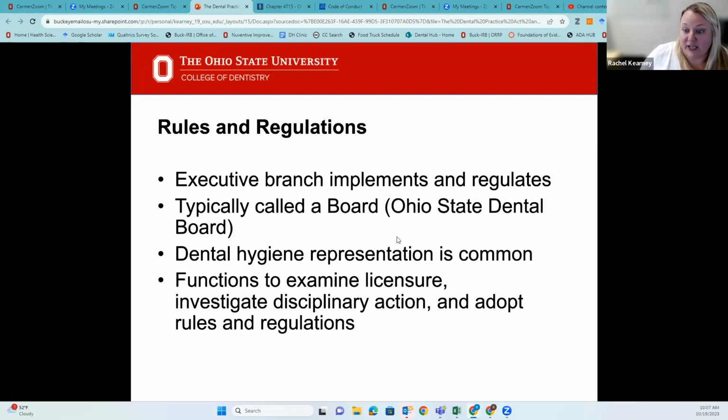There are 3 dental hygienists on the Ohio State Dental Board, and dental hygiene representation is common on dental boards, though the majority of representation is actually dentists who sit on the dental board. But there are 3 dental hygienists who sit on the Ohio State Dental Board also. They function to examine licensure, investigate disciplinary action, and adopt rules and regulations related to the practice of dentistry.